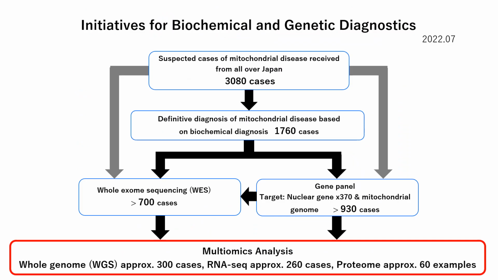This is our data. We have collected patient samples from all over Japan. In total, 3,000 case samples were collected, and we made a definitive diagnosis based on the biochemical approach in 1,760 cases. After the biochemical approach, we did a gene panel or whole exome sequencing. Also, recently we directly do gene panel and whole exome sequencing if mitochondrial disease is suspected, like Leigh syndrome.